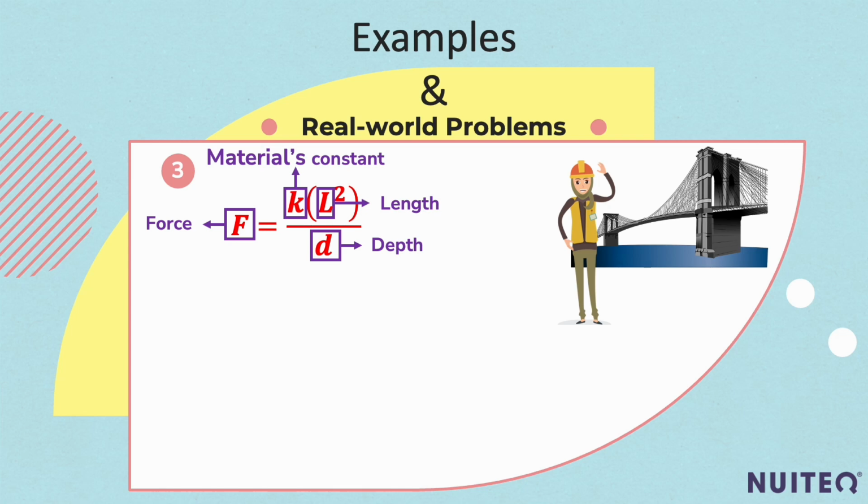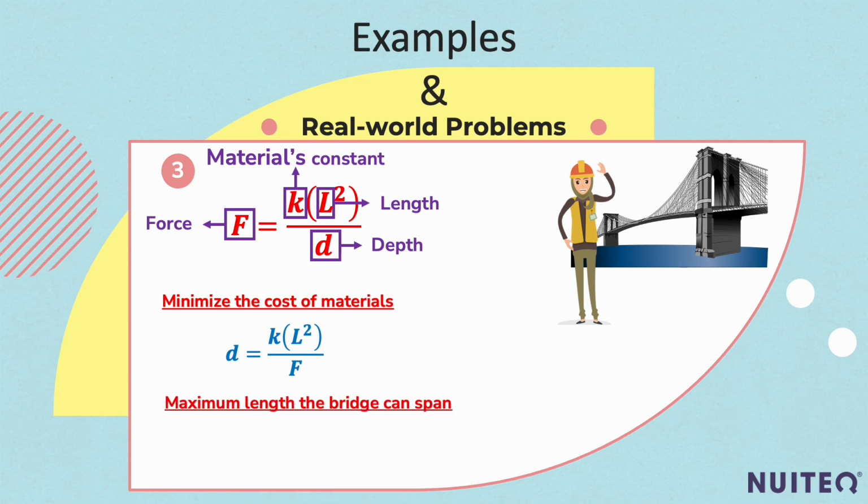For example, if they need to minimize the cost of materials, they can rewrite the expression to solve for D equals K times L squared divided by F. This allows them to calculate the minimum depth of the supporting beams needed to support the force exerted on the bridge. Alternatively, if the engineers have a fixed budget and need to determine the maximum length the bridge can span, they can rewrite the expression to solve for L equals square root of F times D over K. This helps them find the longest possible bridge length that can be built within their budget constraints while still ensuring the bridge is strong enough to support the required force.